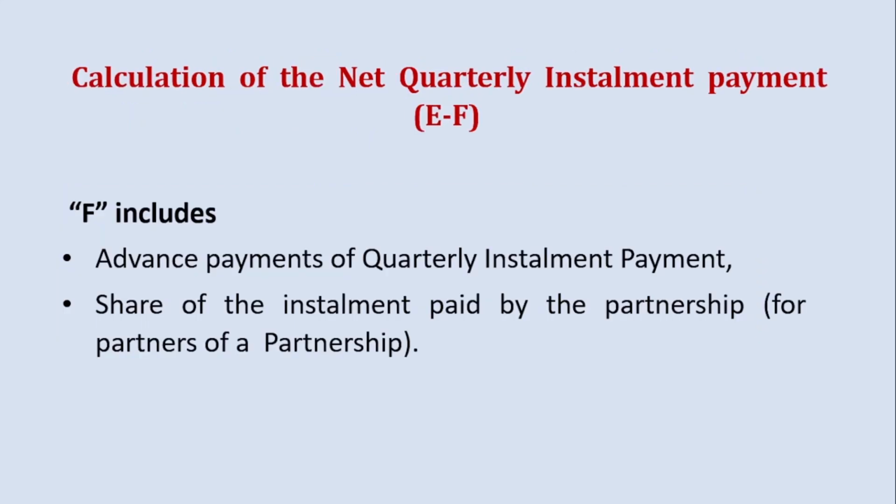This is the calculation of net quarterly installment payment. For the calculation of net quarterly installment payment, you can deduct F. F means advance payments of quarterly installment payments. Advance payments means any payment made prior to the relevant installment by the taxpayer. Then you can deduct the share of the installment paid by the partnership for partners of that partnership.